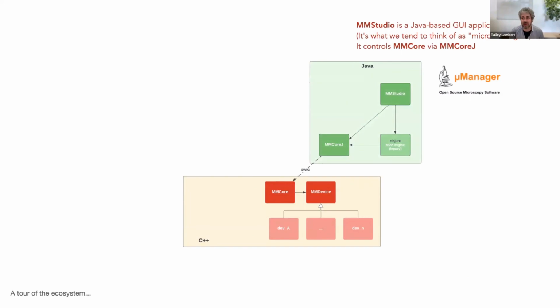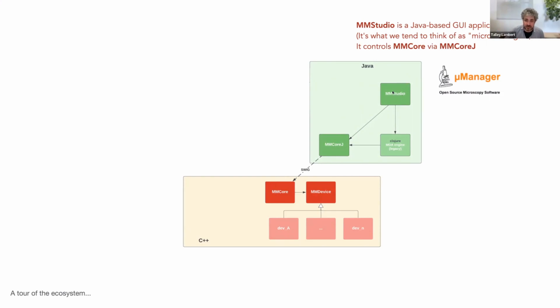What people are usually familiar with, and what we tend to think of as Micromanager, is MM Studio. Studio is a Java-based GUI application, and it integrates with ImageJ, as most people know. So you see the ImageJ program, and then a separate window, which is Micromanager, and that is basically the Studio GUI.